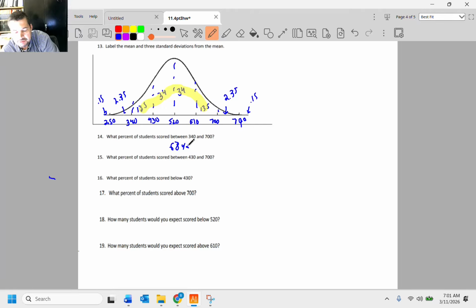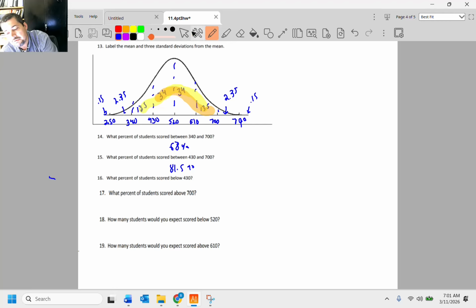What percent of students score between 430 and 700? So that's going to be these guys right there. Right? That's 81.5, I think, if you add them up. I'm just adding 34 plus 34 is 68 plus 13.5 is 81.5.